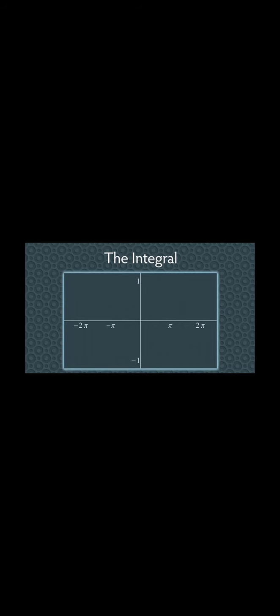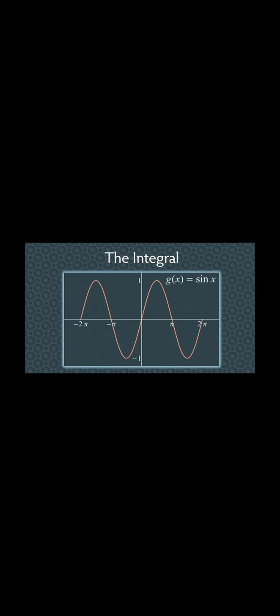This is the tool that lets you find areas under curves. As an example, let's look at the function g of x equals sine x. What if we want to find the area under this curve between x equals 0 and x equals pi? We know how to find the area of simple shapes like rectangles and circles, but this is much more curvy and complicated. Here is the idea: slice the region into a bunch of very thin sections. Let's start with 10 slices.